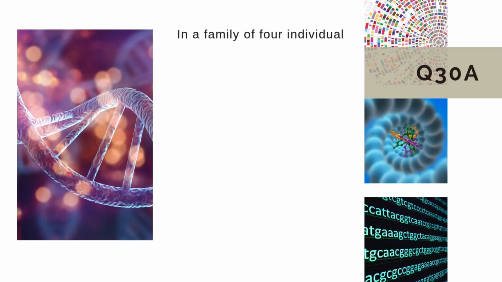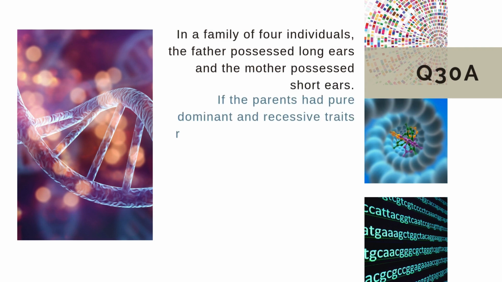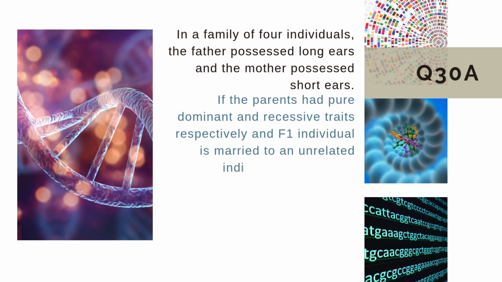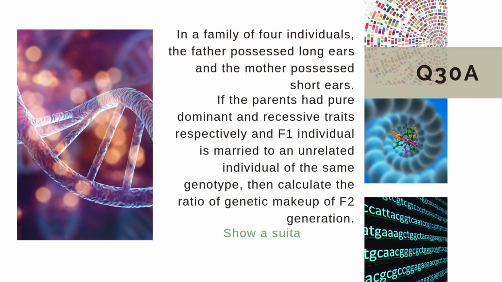In a family of 4 individuals, the father possessed long ears and the mother possessed short ears. If the parents had pure dominant and recessive traits respectively, and an F1 individual is married to an unrelated individual of the same genotype, then calculate the ratio of the genetic makeup of F2 generation. Show a suitable cross.